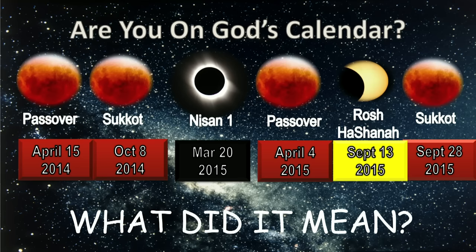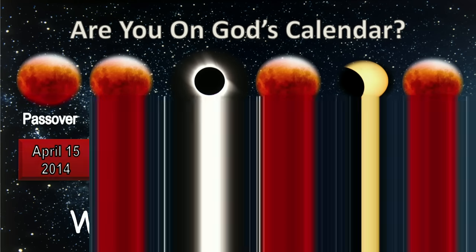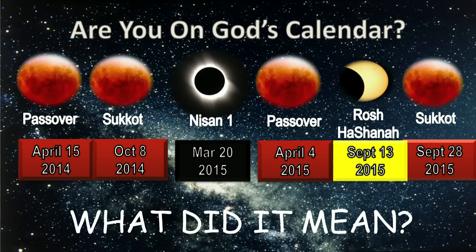Not only that, there were solar eclipses. And the total solar eclipse fell on Nisan 1, the beginning of the religious calendar. And the next one fell on Rosh Hashanah, the beginning of the civil calendar. Now, wouldn't you think God is trying to say something? Okay, so I'm looking at that and I go, oh my goodness, this is God speaking.